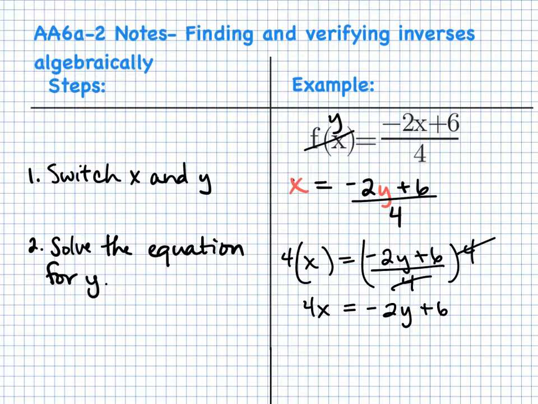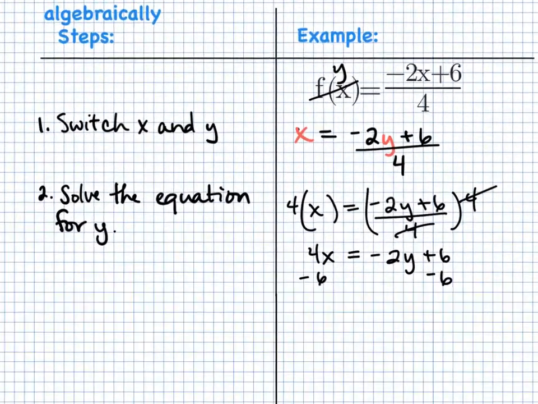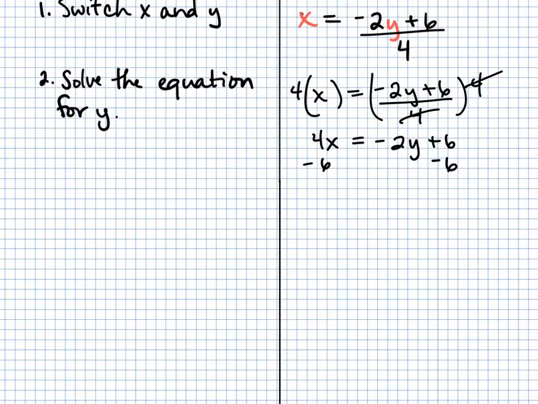And then I need to get rid of that 6, so I'm going to subtract 6. Keep in mind, 4x and 6 are not like terms, so I can't combine them. I can't write that as like -2x because that's not what it is. I'm just going to write it out as 4x minus 6, and then equals -2y. Last thing I need to get rid of, so I'm going to divide both sides by -2. And when I do that, I need to divide everything by it.